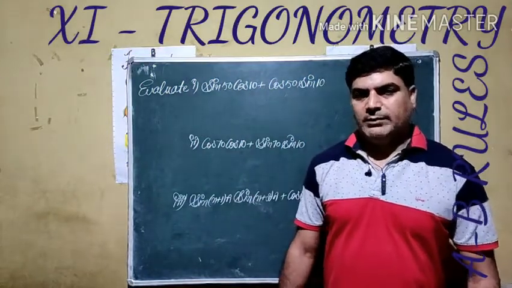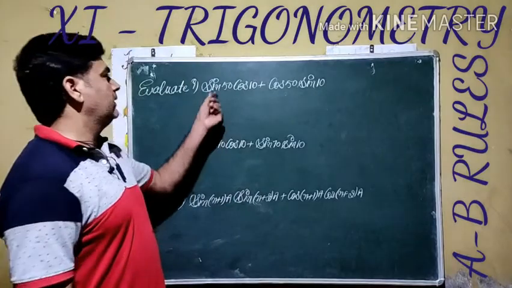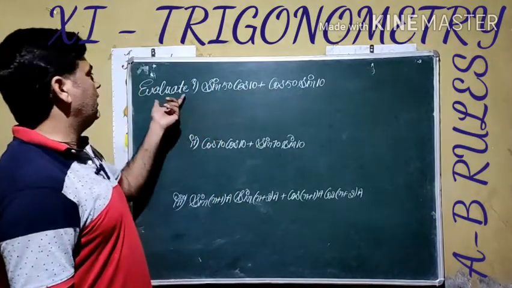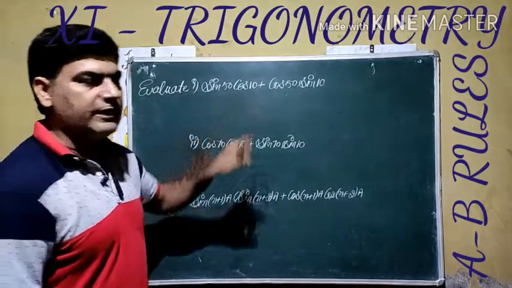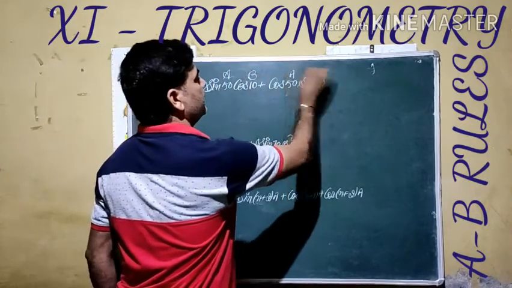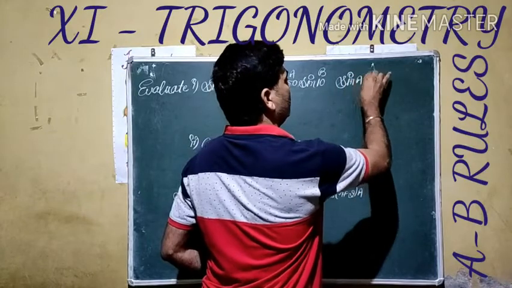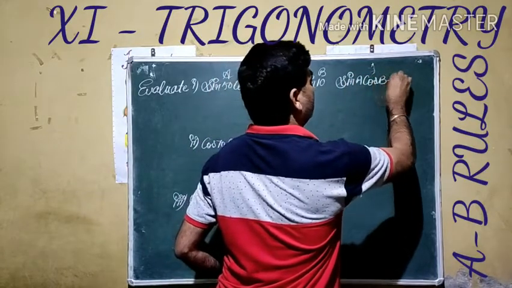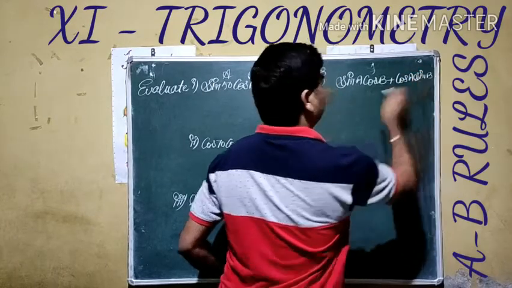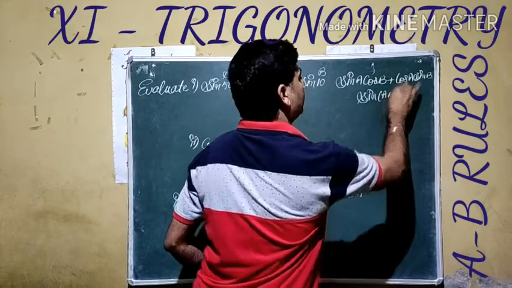As we have done the AB rules, we are going to take examples on it. Here we have the example sin 50 cos 10 + cos 50 sin 10. We have to evaluate part number one. If you see here, it is like sin A cos B + cos A sin B, which means we have to use an identity. We can say the formula sin A cos B + cos A sin B is given by sine of A plus B. So we're going to use this one.